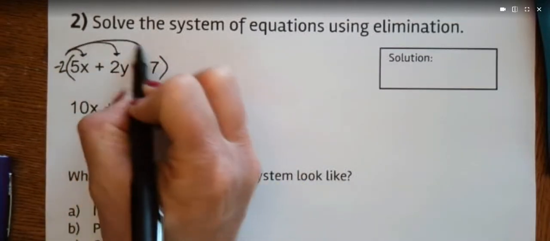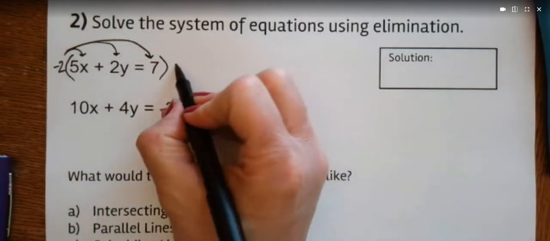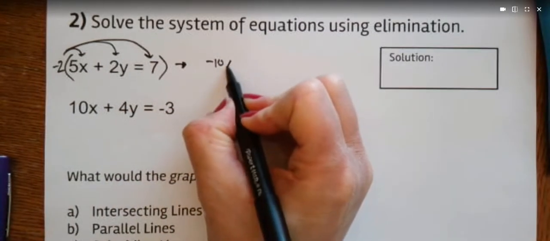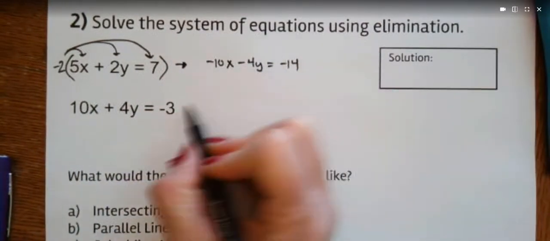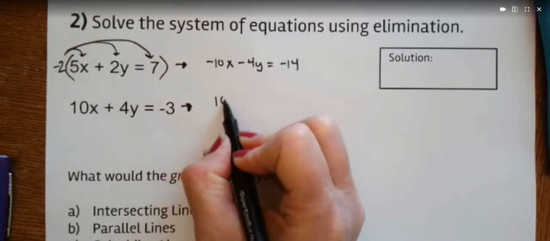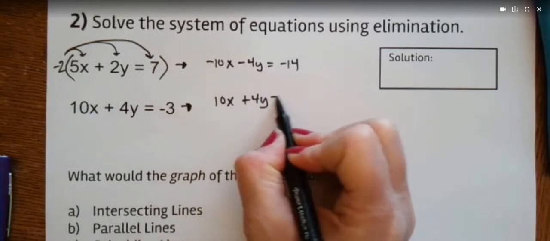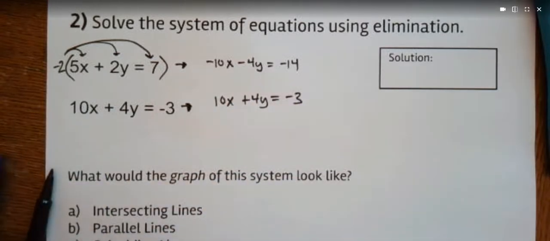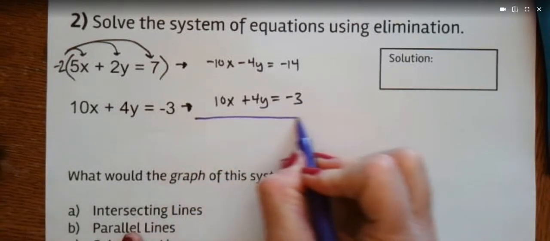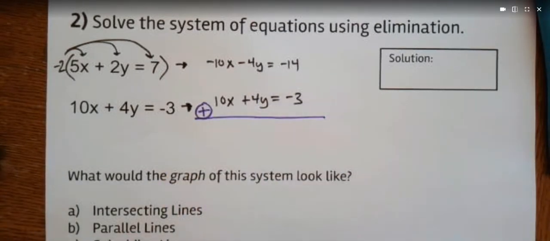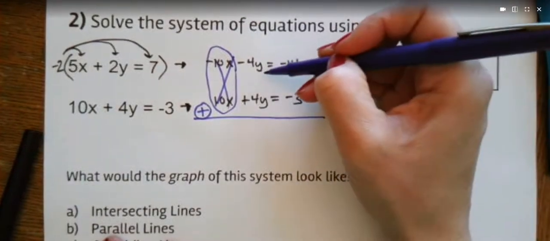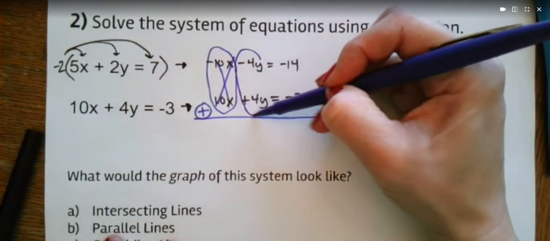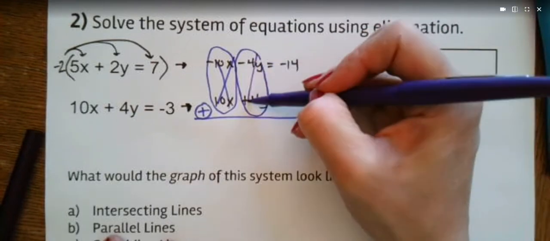So I'm just going to distribute that negative 2 throughout, just multiply everything up here by negative 2. So negative 10x minus 4y, and then negative 2 times 7. And then the second equation will just remain the same: 10x plus 4y equals negative 3. Now I'm just going to get ready here to add the equations, combine them, add them together. All right, well, looks like I have opposites in the x, and so when I add them together, I get 0. Oh, I have opposites in the y. So when I add them, I'm also going to get 0.